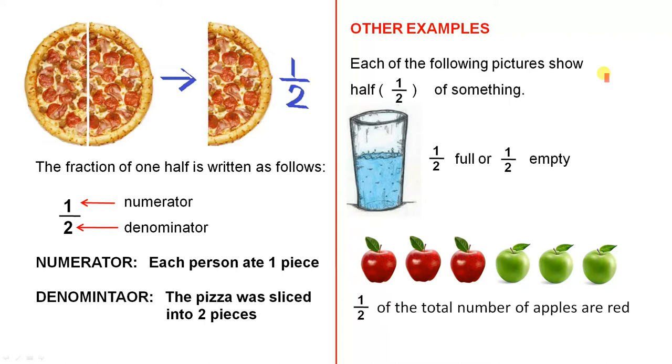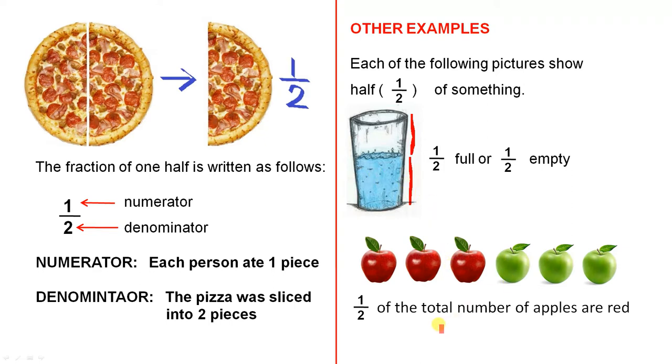Let's look at some other examples. Each of the following pictures show half of something. Remember, a half is written as 1 over 2. Let's look at this picture here. This glass here is half full or half empty. See, again, there are 2 parts. That part there, which is the empty part, and that part there, which has water in it. So it's either half full, so you take that part there, or it's half empty, you take that part there. So there are 2 separate parts.